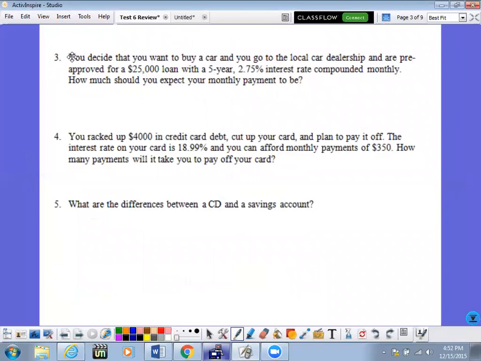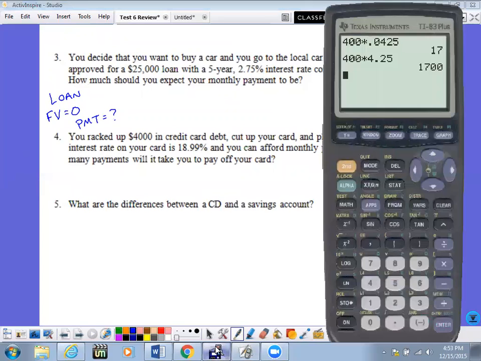Number three says you decide you want to buy a car. You go to the local car dealership and are pre-approved for a $25,000 loan with a 5-year 2.75% interest rate compounded monthly. How much should you expect your monthly payment to be? The first thing I'm going to recognize is that it's a loan. The reason why that's nice is because it tells me my FV has to be equal to 0. And then it's asking for the payment. So I'm just giving myself some key things to recognize when I go to my TVM calculator.